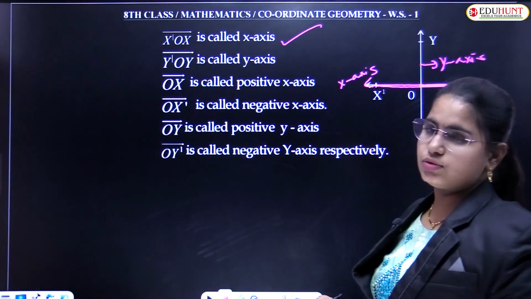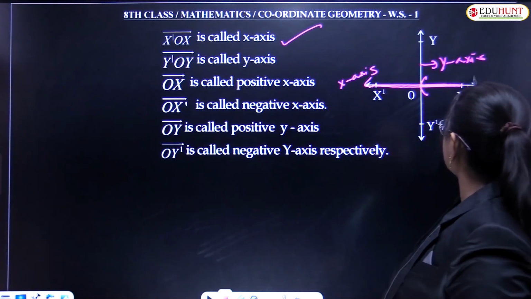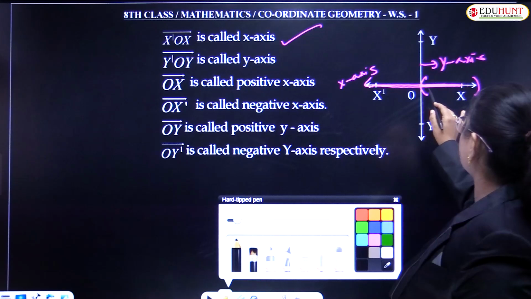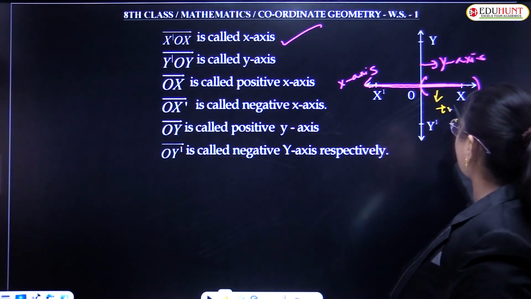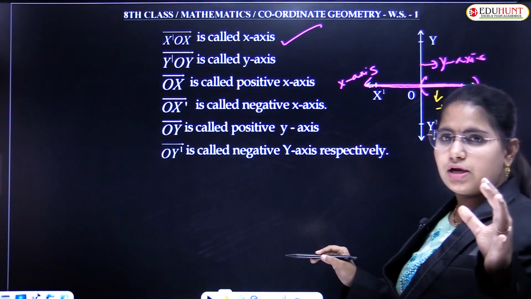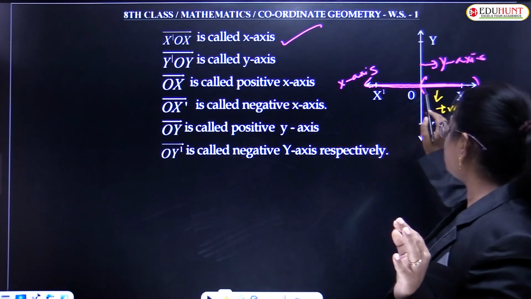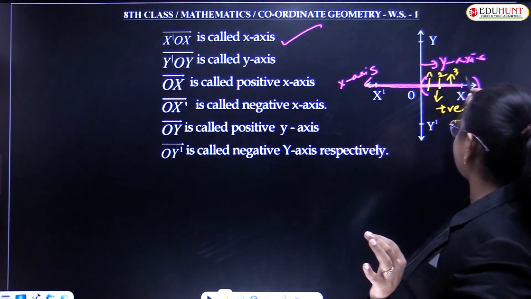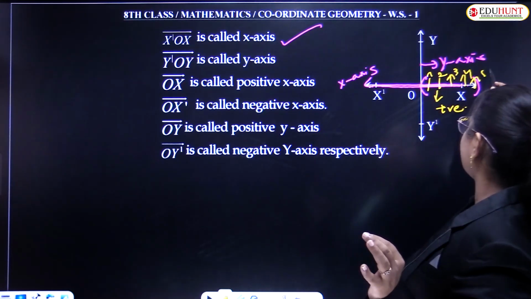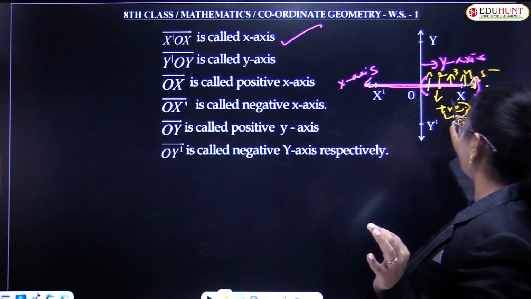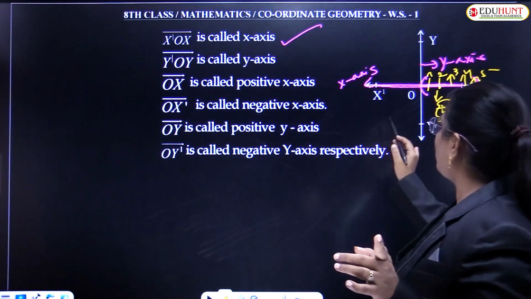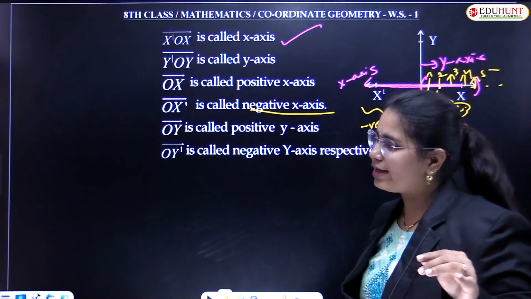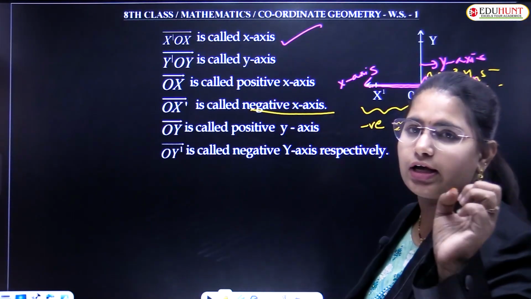OX is called, from this part to this part, it is the positive x-axis. Because on a number line, if this is 0, all the positive numbers you will write on the right side of the x-axis, right? So this is the positive x-axis. Similarly, OX dash is called the negative x-axis.